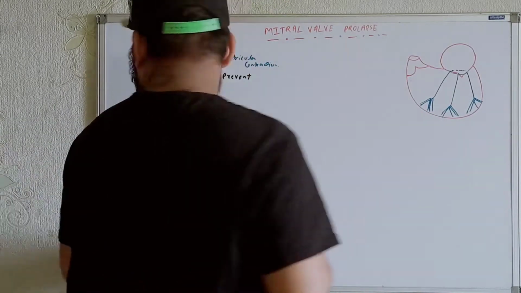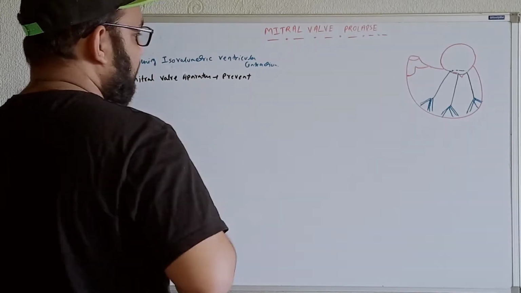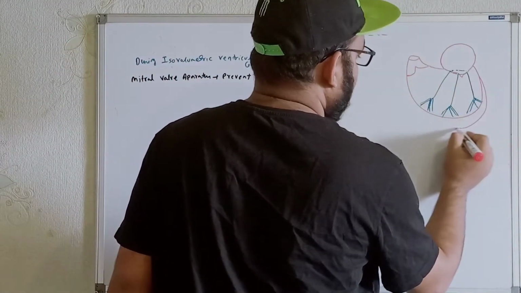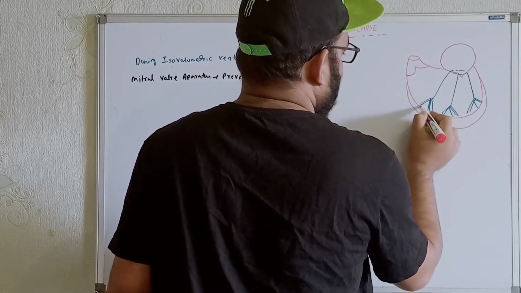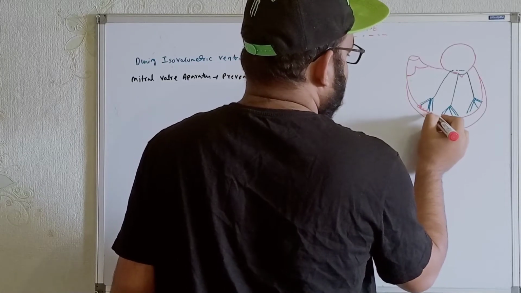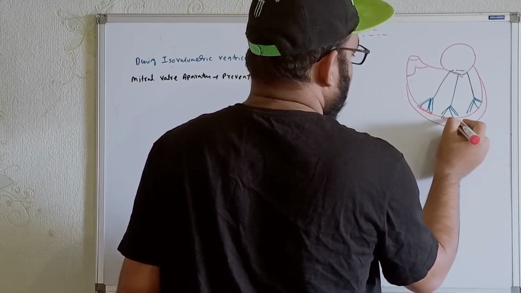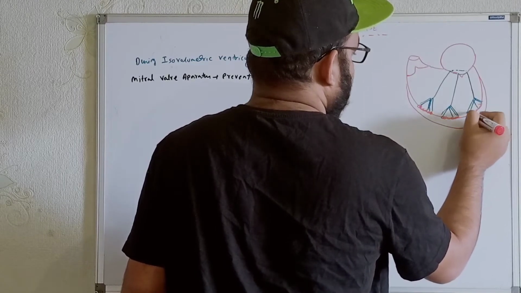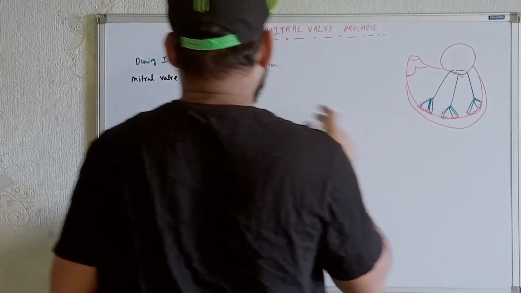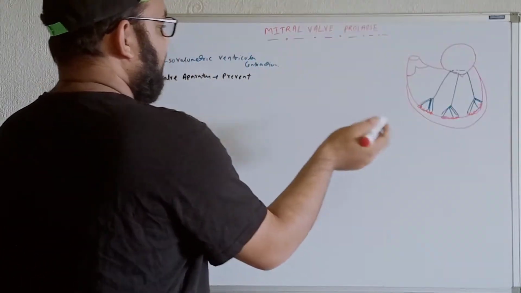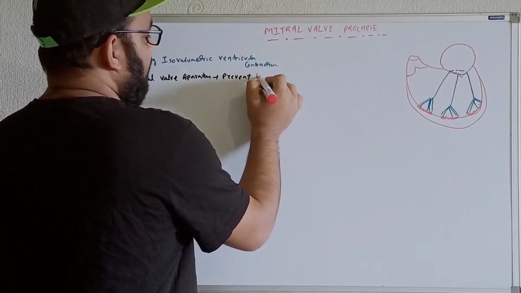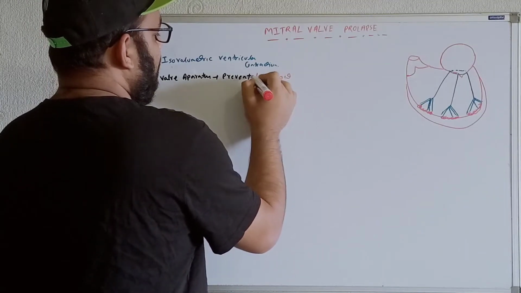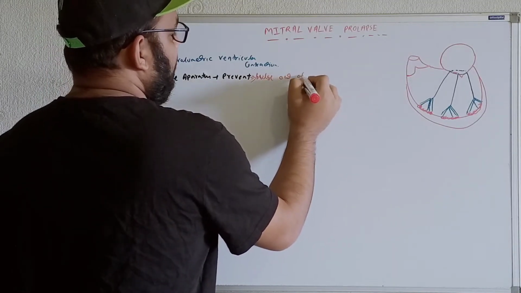See over here, another thing we'll see. If we look at the structure of the myocardium, these papillary muscles are also connected with the myocardium part. So the mitral valve apparatus will prevent the bulge out of the mitral valve.